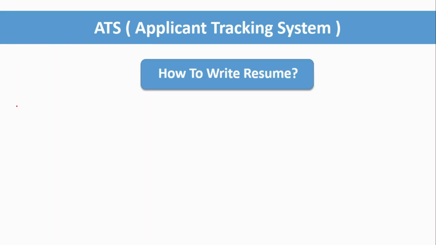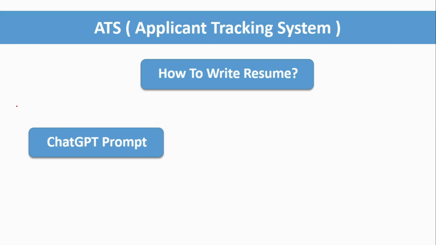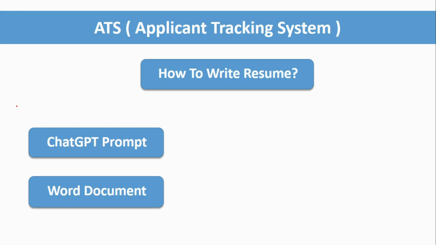Okay, so now we will see how to write the resume. There are four options, or methods, we can use to generate or write the resume. You can use a ChatGPT prompt, though you can use any other AI tool as well. Then a Word document, which we have used until now in the traditional format, where we do our own design and write the resume in Word.